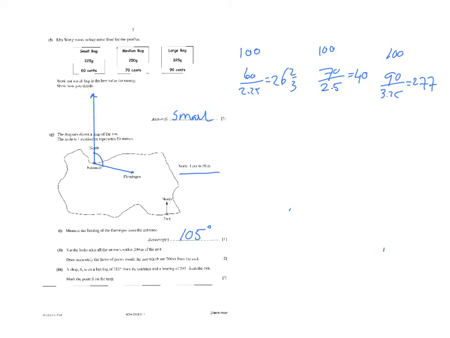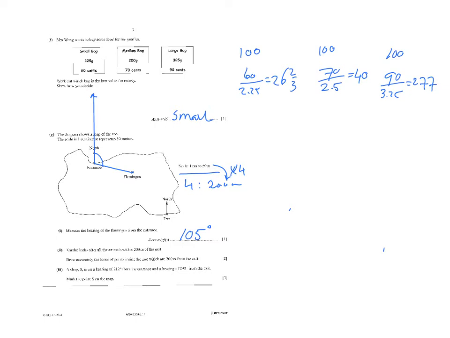Xanthi, what a beautiful name, looks after all the animals within 200 meters of the exit. Draw accurately the locus of points inside the zoo which are 200 meters from the exit. First you have to look at the scale. 1 centimeter represents 50 meters. So 200 meters away is going to be how many centimeters? Well, 50 times 4 is going to give you 200. If you don't know that, you could do 200 divided by 50. That's 4 times as large, so on my map that also needs to be 4 times as large. So 4 centimeters.